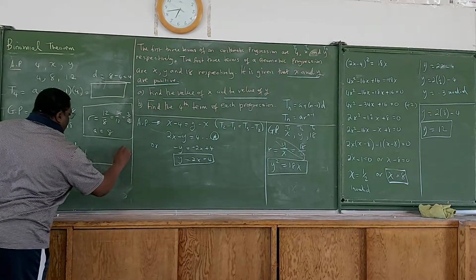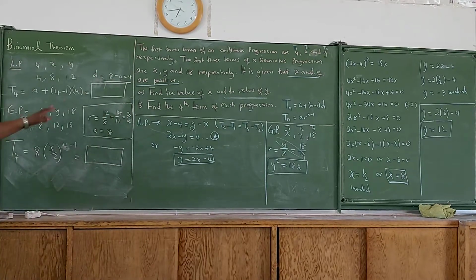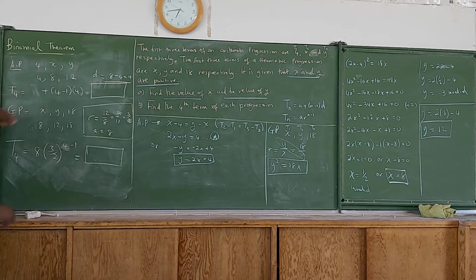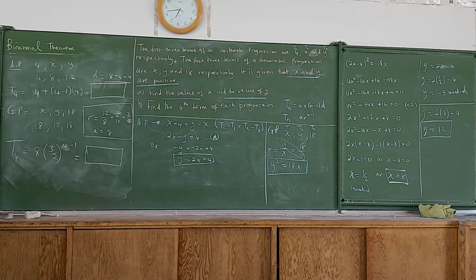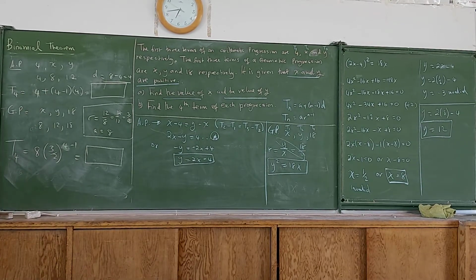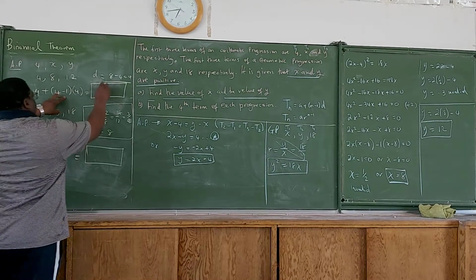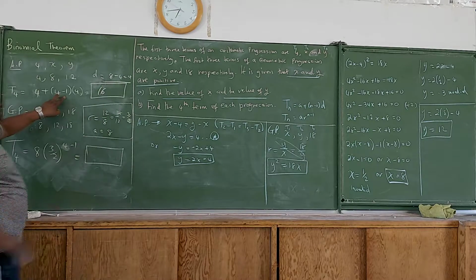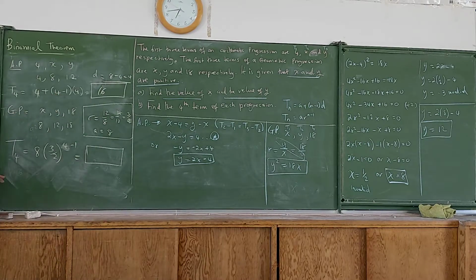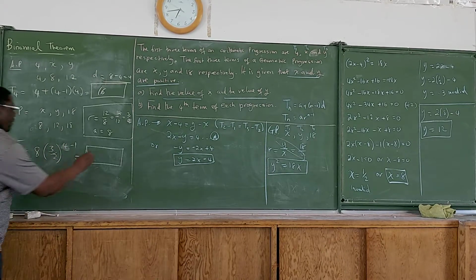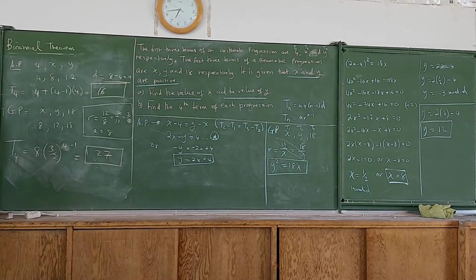Alright, so what is the answer here? And what is the answer here? But our a here happens to be what? 4 there as well. So 4 plus, that's 12. This answer is 16. So far so good. Here you have got 27 over 8. Answer is 27.